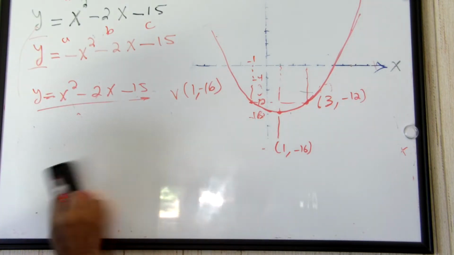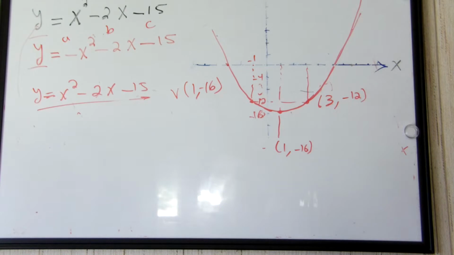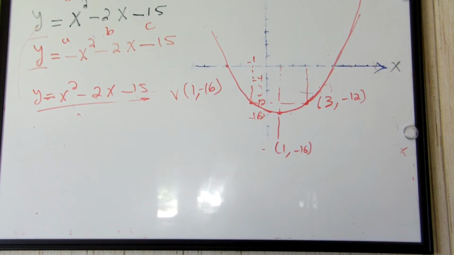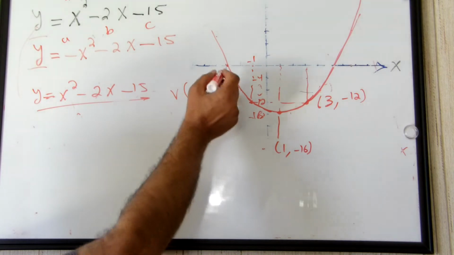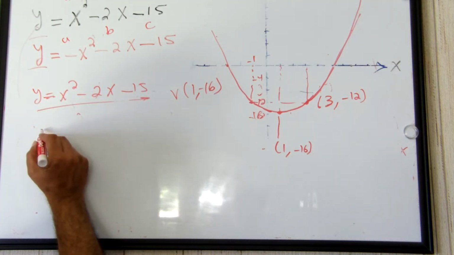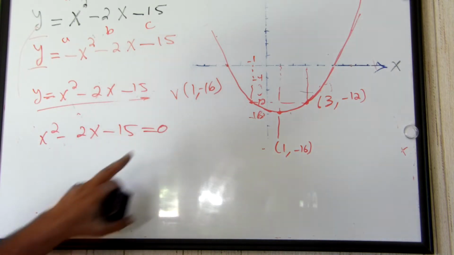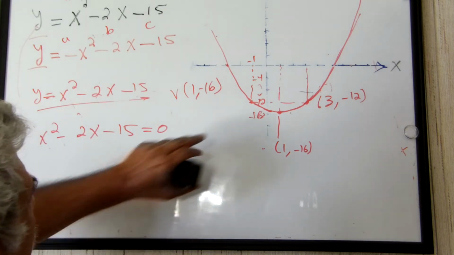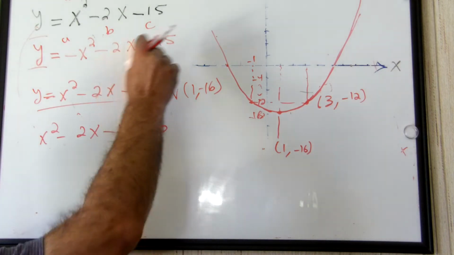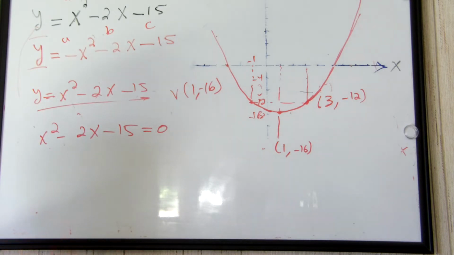But let's find the zeros of this, where it intersects the x-axis. If you want to find where it intersects the x-axis, we have to set y equal to 0. So x squared minus 2x minus 15 is equal to 0. This is the equation now. We find the values of x where it intersects the x-axis. When you set y equal to 0, you find the values of x located on the x-axis.